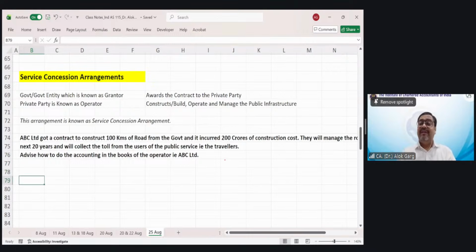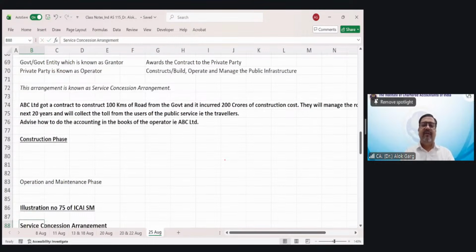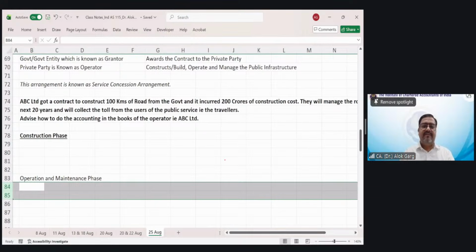First of all, there are two phases in a service concession arrangement. Always there are two phases. One, the construction phase. Number two, the O&M phase, operation and maintenance, meaning the regular operation and maintenance phase.